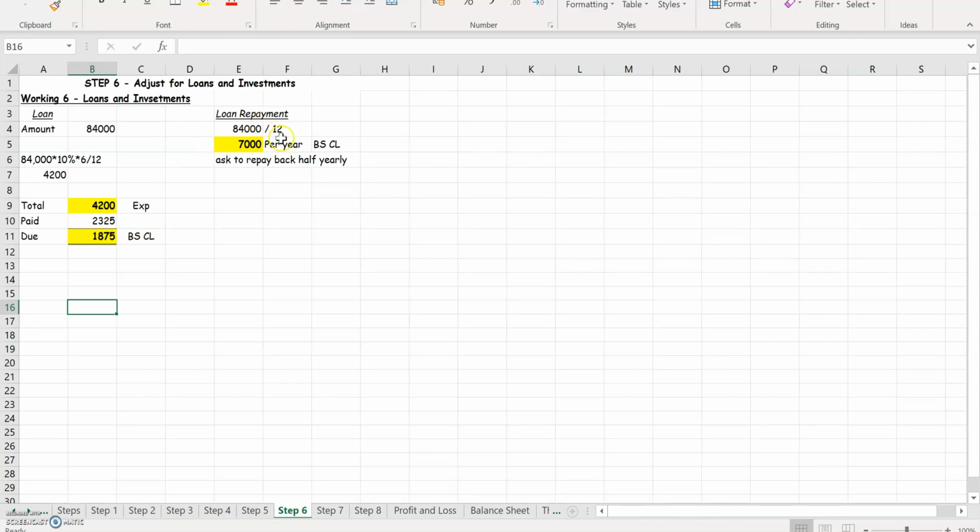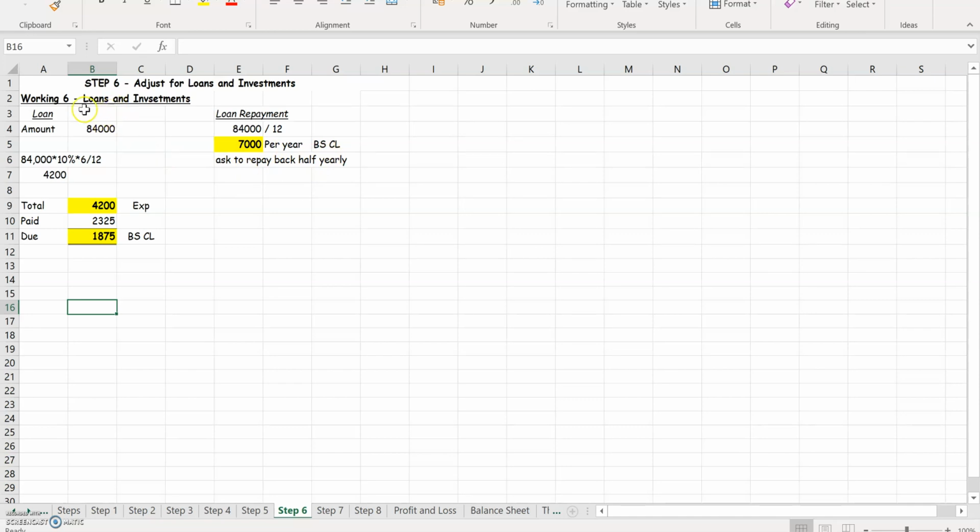So loan repayment, find out how much we're going to pay back per installment. So 7,000 for this installment. The installment doesn't have to be repaid back till the 1st of June. So you only have one installment to pay for this period. So that's going to go into your balance sheet as a current liability.